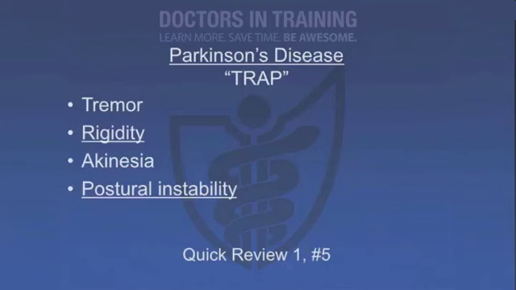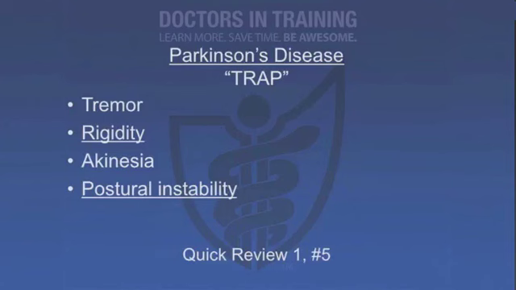Next question. What mnemonic can you use to remember the cardinal features of Parkinson's disease? Well, we like to use TRAP. And sometimes you can imagine a Parkinson's patient feeling trapped in their body. So T, tremor, you're going to see that pill rolling tremor. Rigidity, people will have the cogwheel rigidity.